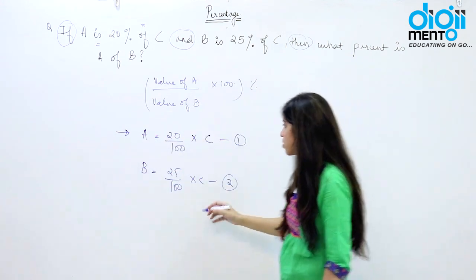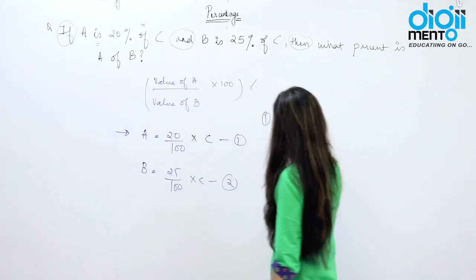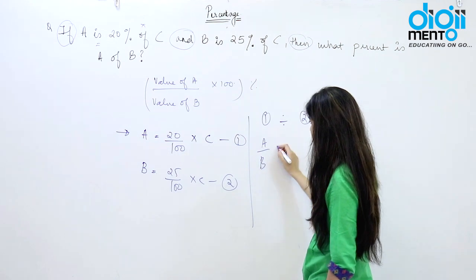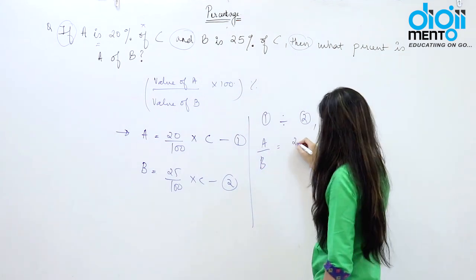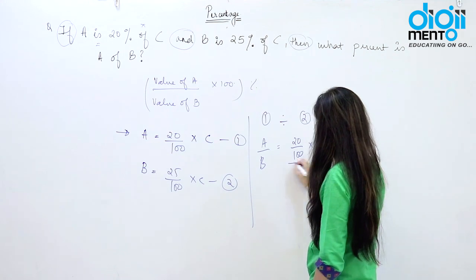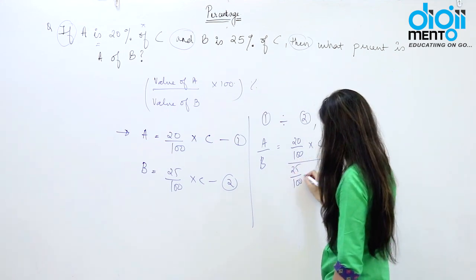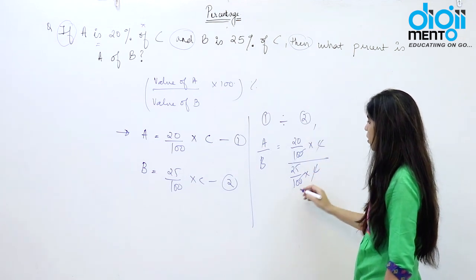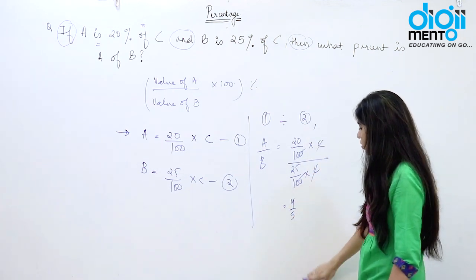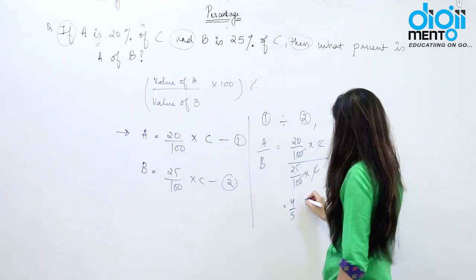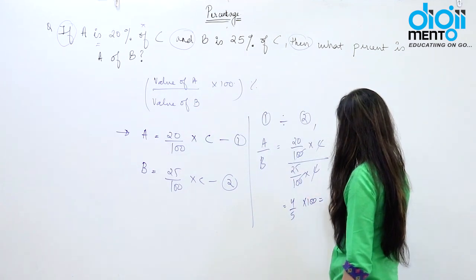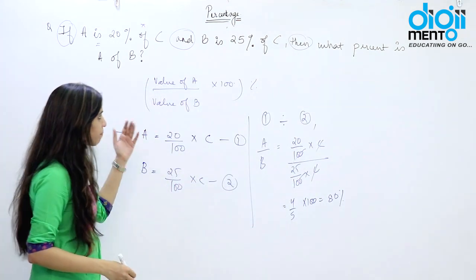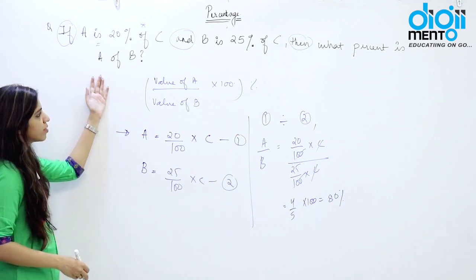Fine, so just perform division, just divide 1 by 2. What do I do? 1 divided by 2. So what are you going to obtain? On LHS you are going to obtain A by B. On RHS you are going to obtain 20 by 100 into C upon 25 by 100 into C. C cancels out, 100 cancels out. So you got 4 by 5. Now you got this value, just multiply with 100. So what do you get? 80%. Fine. So this is the simplest trick that you can follow for questions like this.